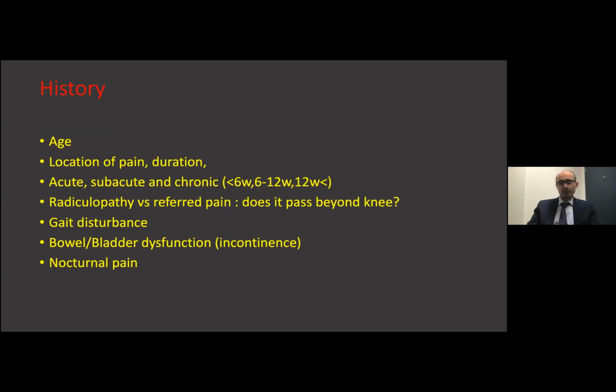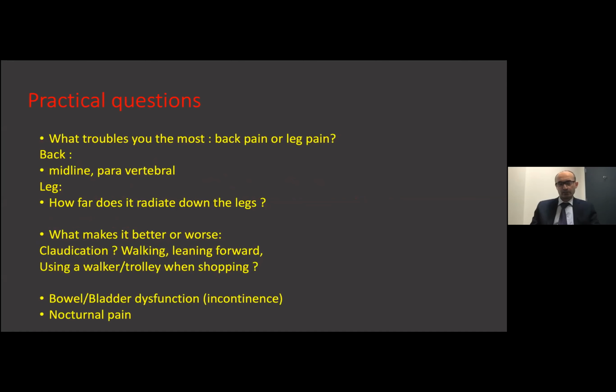In terms of history, we all went through medical school, learning how to approach back pain. You ask about age, where the pain is, how long you had it, and these are good questions, but I have a practical approach when I see a patient. I essentially ask what troubles them the most.